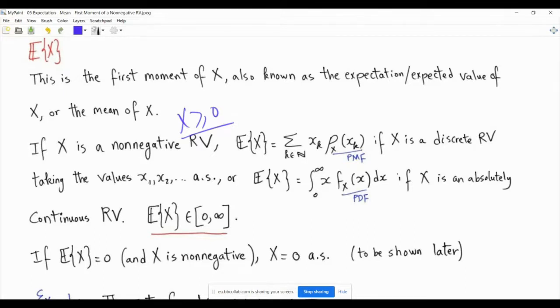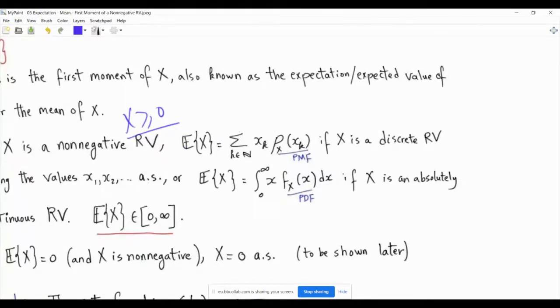It's defined as such. We will give 2 definitions depending on whether our random variable is discrete or continuous, and for now let's ignore mixed random variables and singular random variables. We will focus on big X being either a discrete random variable with a PMF or a continuous random variable with a PDF. If our random variable is discrete, then its first moment is given by this summation here.